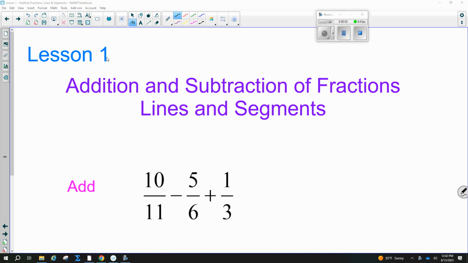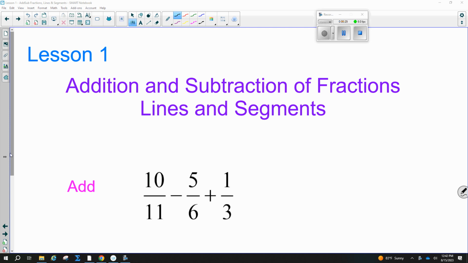Lesson 1. Addition and subtraction of fractions, and then we have lines and segments. So if you want to write that down, just like the topic, okay? Addition and subtraction of fractions, which is totally a review. All right, and then the line segment thing is really just more fractions. And then go ahead and write down 10 elevenths minus 5/6 plus 1/3.